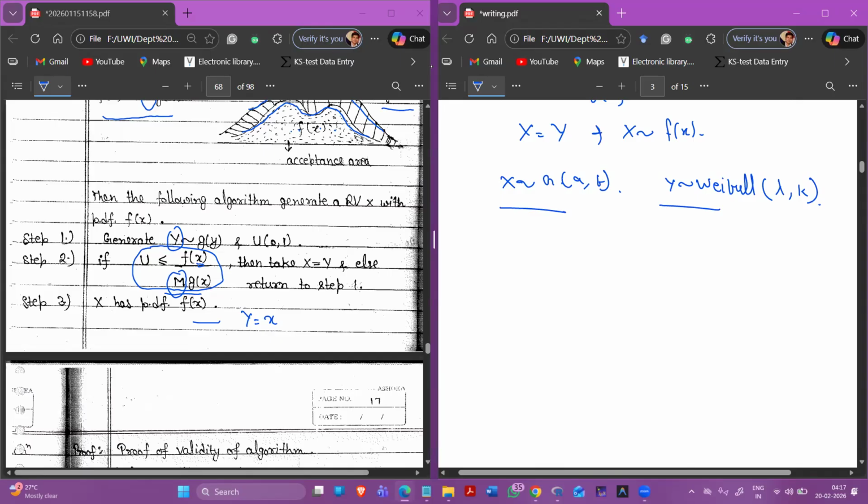Okay. X follows the gamma distribution with parameters A and B, right? And Y follows the distribution with parameters lambda and K. You can take the values of A and B and lambda and K from your side. Whatever values you want to take, you can take, and try the acceptance rejection method, right? Yes, tell.